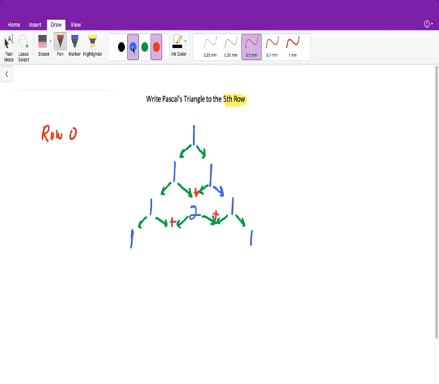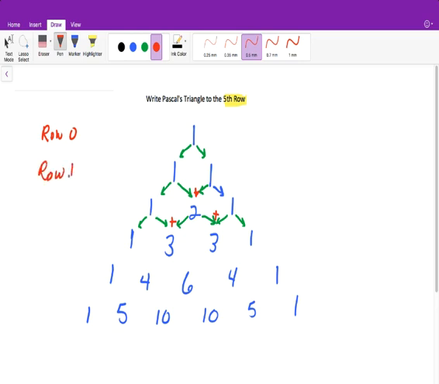But we'll add the numbers in between. 1 plus 2 gives me 3. 2 plus 1 gives me 3. And then we'll continue this pattern all the way on. So it'll be 1. 1 plus 3 gives me 4. 3 plus 3 gives me 6. 3 plus 1 gives me 4. And then 1. And then 1. 1 plus 4 gives me 5. 4 plus 6 gives me 10. 6 plus 4 gives me 10. 4 plus 1 gives me 5. And 1. And remember, this one's row 0, then it's row 1, and so on to row 5.